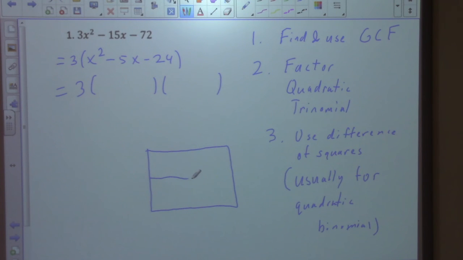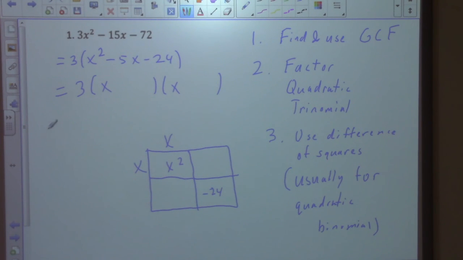One way, and I'm just kind of reading the room here, seems like this might be a good thing to do. In the upper left you have x squared, and in the lower right you have minus 24. The factors of x squared are x and x, right? So x and x are going to go right here. Now you're looking for two numbers which when multiplied together equal negative 24, but when added together equal negative 5.